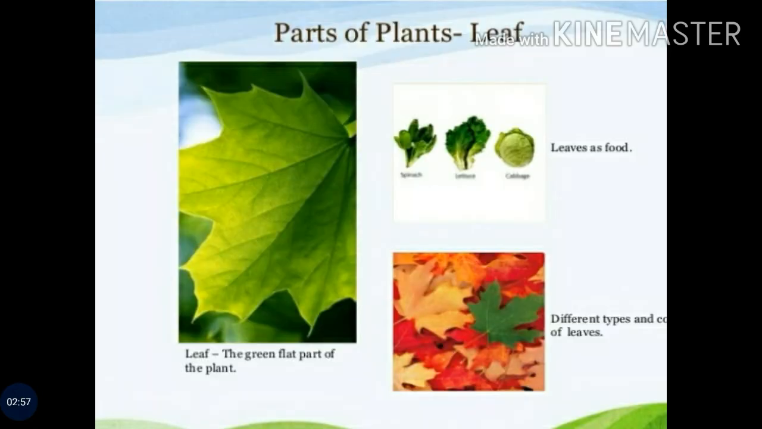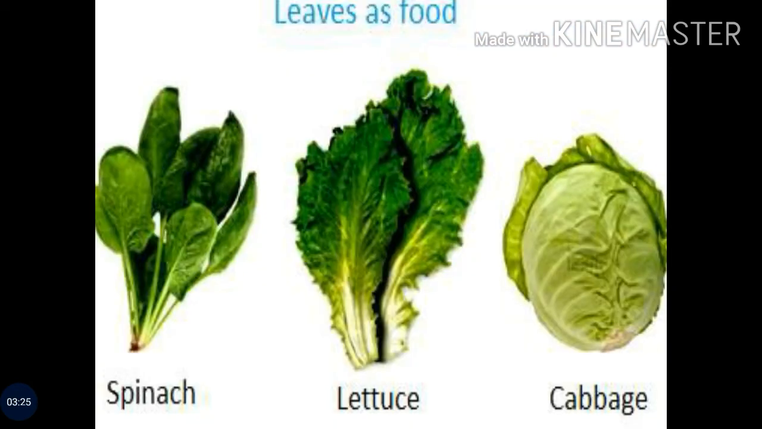Next is leaf. The next part of a plant is leaf. The green flat part of a plant is called leaf. Leaves are of different types, sizes and colors. Leaf is called the kitchen of the plant because it produces food for the plant. Some of the leaves which we eat are spinach, lettuce, cabbage.